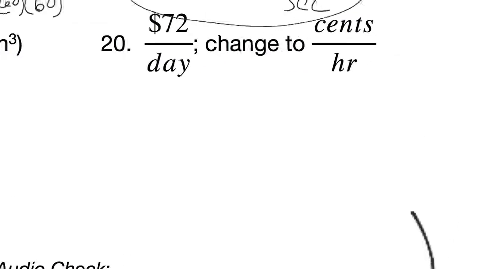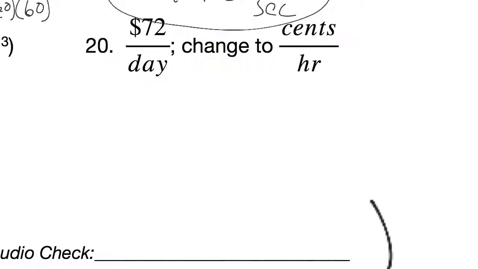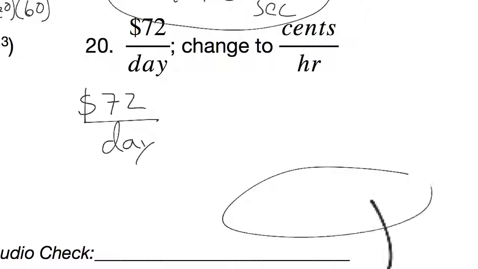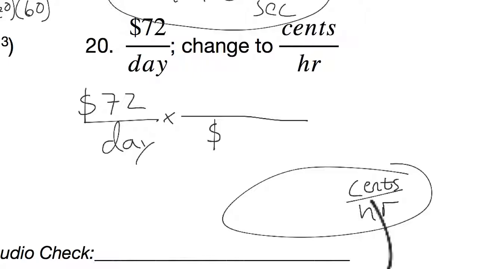Let's do one with money. If you get paid $72 a day, how many cents do you get in an hour? So let's start off with $72 in 1 day. I want to make sure I keep in focus that the answer is going to be in cents per hour. That's the answer I'm looking for. I want to cancel out dollars, so I'll put dollar here, and instead I want to replace it with cents.